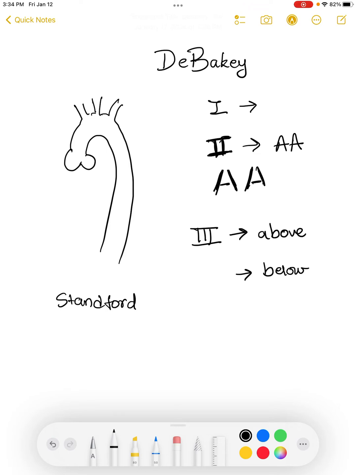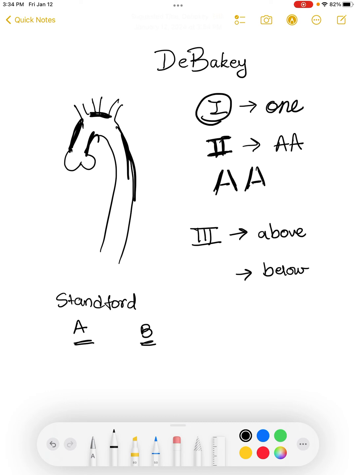dissections is more simple in the sense that type A involves the ascending and/or the arch and/or the descending aorta, but type B is distal to the left subclavian, so it's just the descending aorta. So I think that's a simpler classification scheme. The numbers get confusing, but just try to remember one is the one aorta that's involved. So if you have involvement of the ascending aorta, the arch, and the descending aorta, that's type 1.